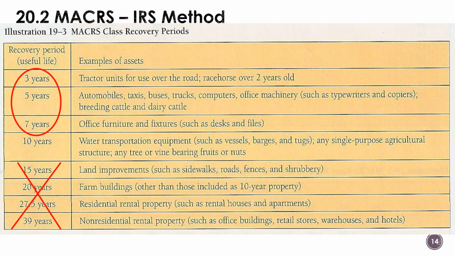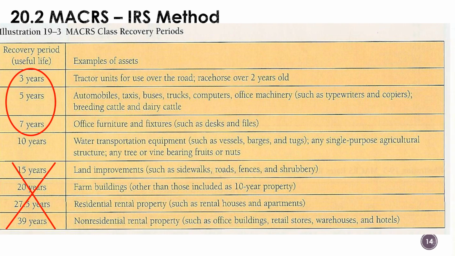And if you look at this, you can see on 3 years we have tractor units for use over the road, racehorse over 2 years old. So there's where the racehorse is. On the year 5 category, notice we have breeding cattle and dairy cattle and all kinds of other things. So lots of depreciation going on there.